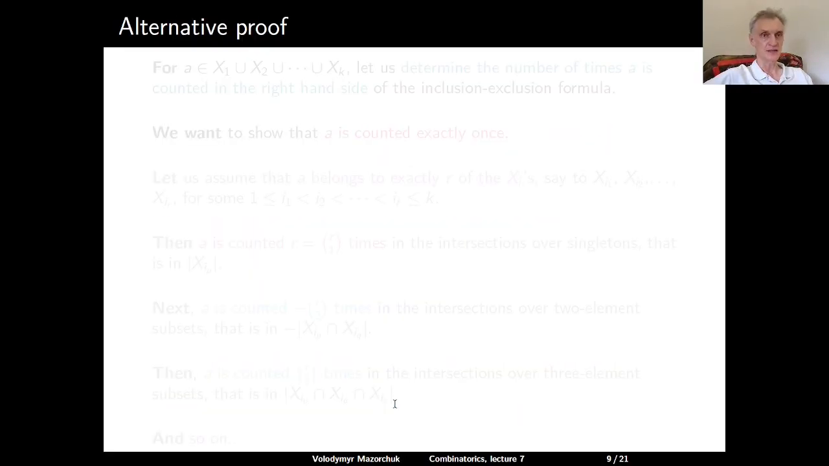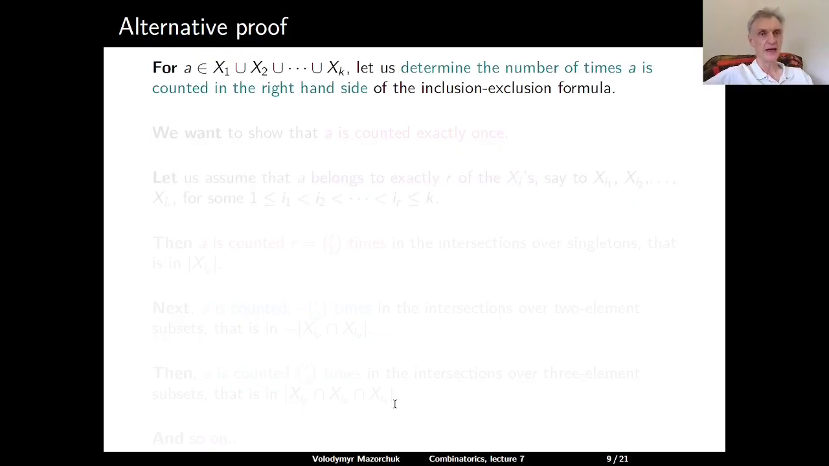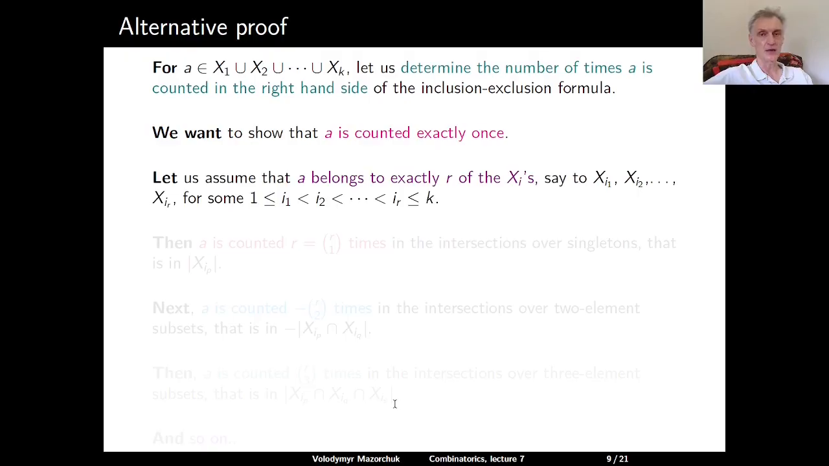We can also give an alternative proof for the inclusion-exclusion formula, which works as follows. Let's take some element a in the union of x1, x2, and so on, xk, and let us determine the number of times a is counted on the right-hand side of the inclusion-exclusion formula. We want to show that it is counted exactly once. So let us assume that a belongs to exactly r of our sets, say to the sets x_{i1}, x_{i2}, and so on, x_{ir}, for some indices i1, i2, ..., ir between 1 and k.